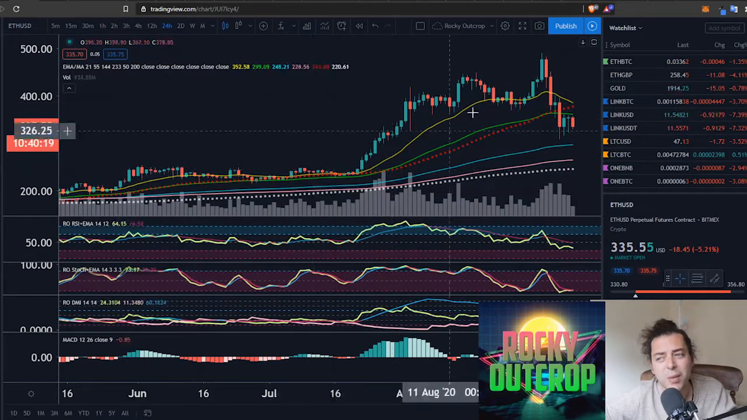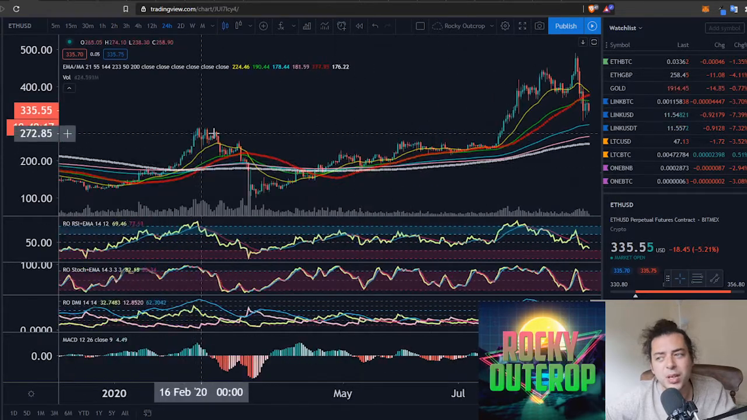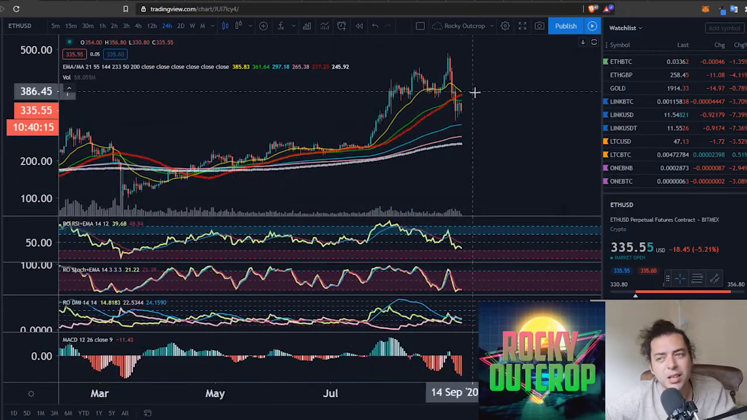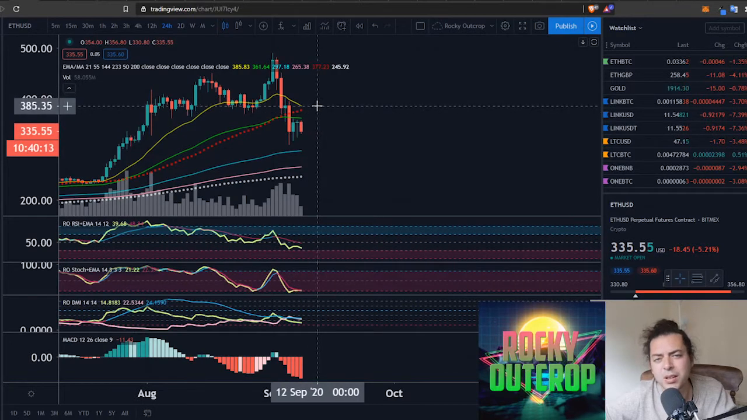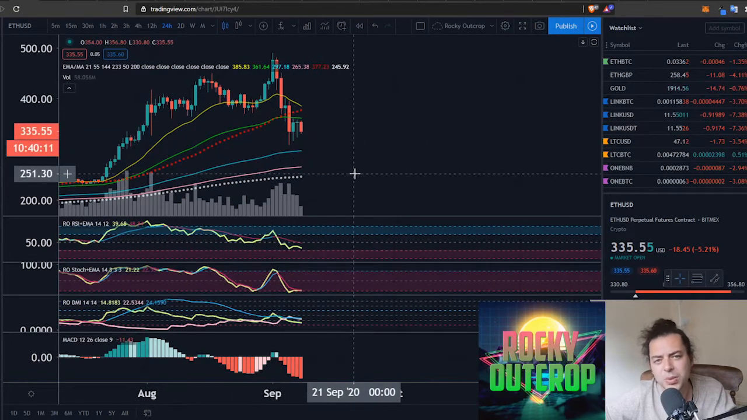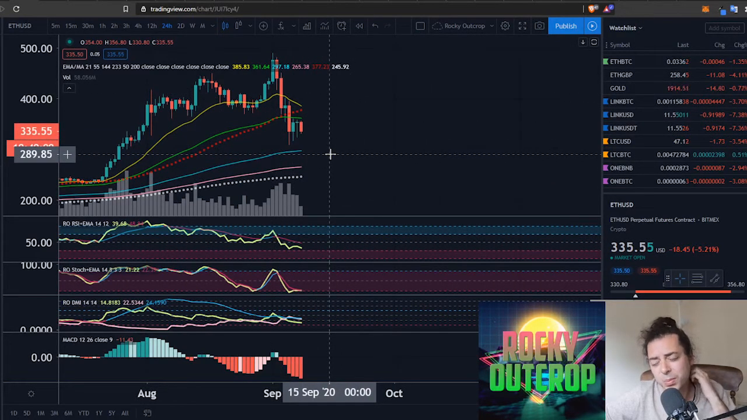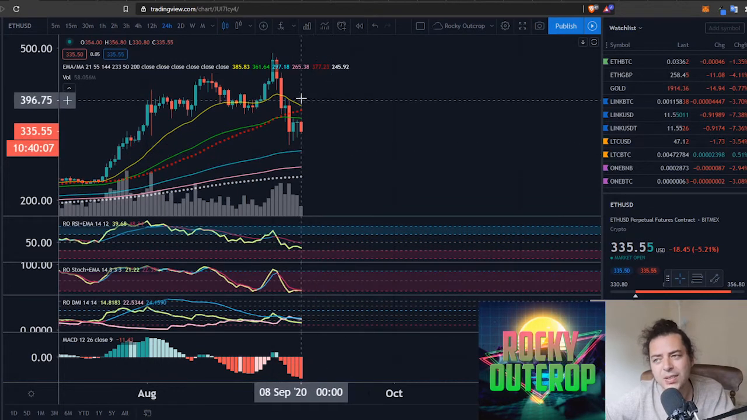Let me just remove all the drawings. Above it, trending towards the upside. Below it, trending towards the downside. Currently below it, and you've got this slope here. There's another lesson for you. Look towards the slopes of the EMAs and the simple moving averages as well. And it's a negative slope like that.